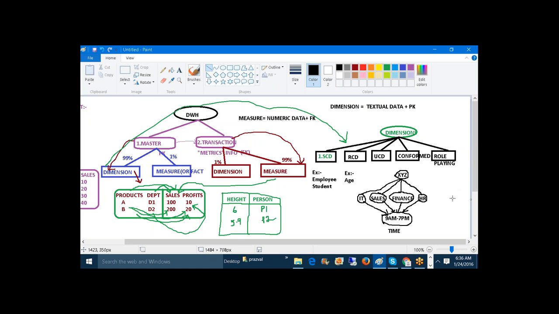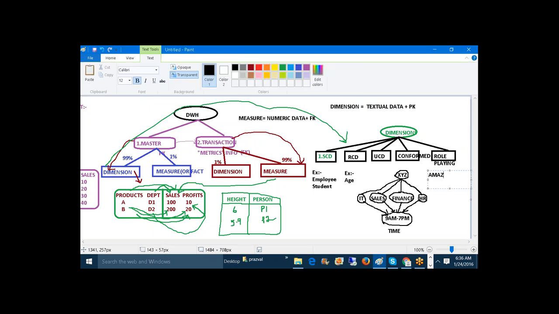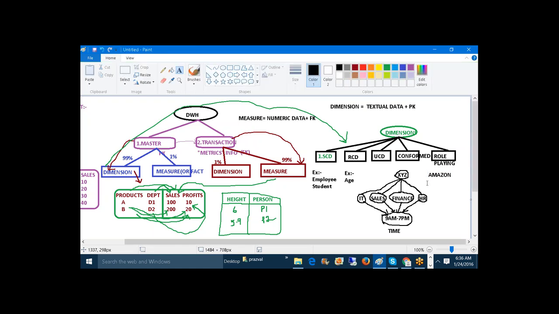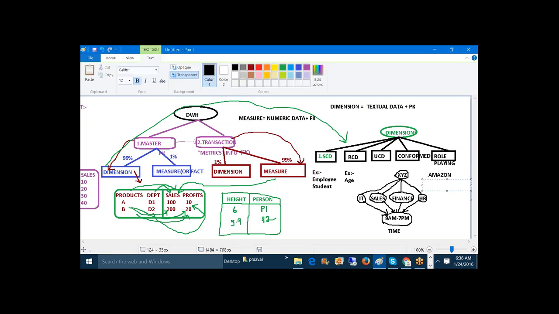So again, let me explain with an example. Let's take an e-commerce site, let's take Amazon. Let's say in Amazon you have ordered one product. Here I'm stressing two things: one is the product and the other is the order. So what is product? The product is the dimension, and what is order?